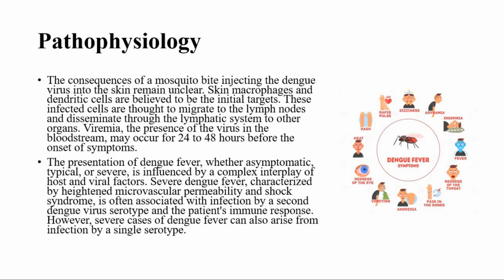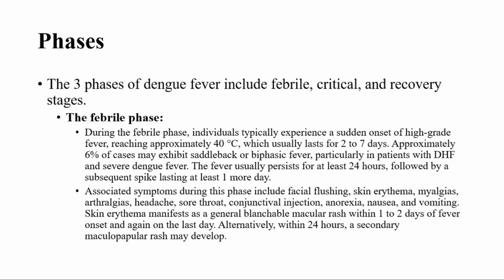The presentation of dengue fever, whether asymptomatic, typical, or severe, is influenced by a complex interplay of host and viral factors. Severe dengue fever, characterized by heightened microvascular permeability and shock syndrome, is often associated with infection by a second dengue virus serotype and the patient's immune response. However, severe cases of dengue fever can also arise from infection by a single serotype. There are three main phases of dengue fever: febrile, critical, and recovery phase.